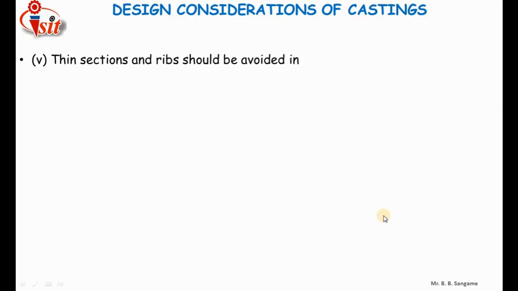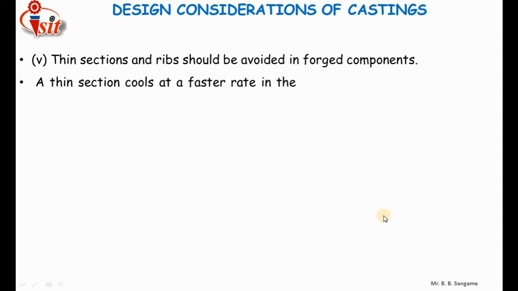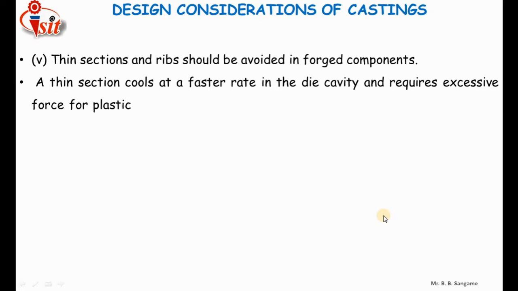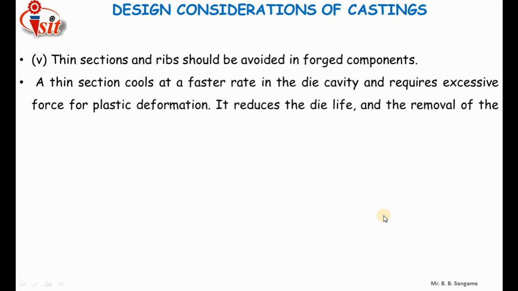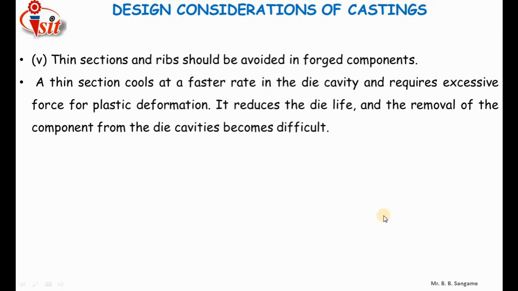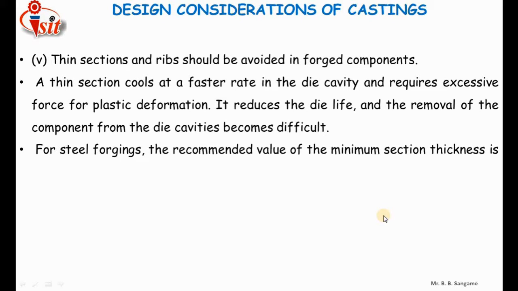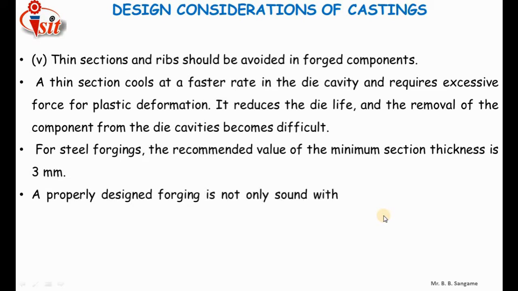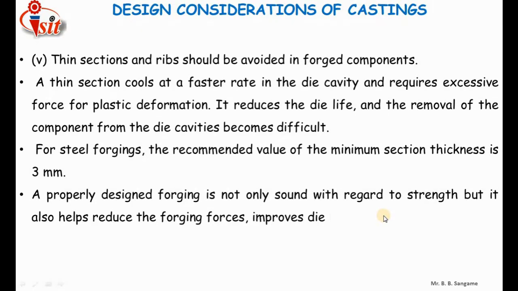Thin sections and ribs should be avoided in forged components. A thin section cools at a faster rate in a die cavity and requires excessive force for plastic deformation. It reduces the die life, and removal of the component from the die cavity becomes difficult. For steel forging, the recommended minimum section thickness is 3 mm.